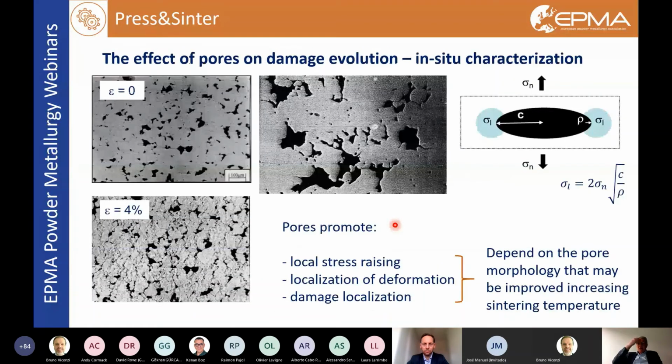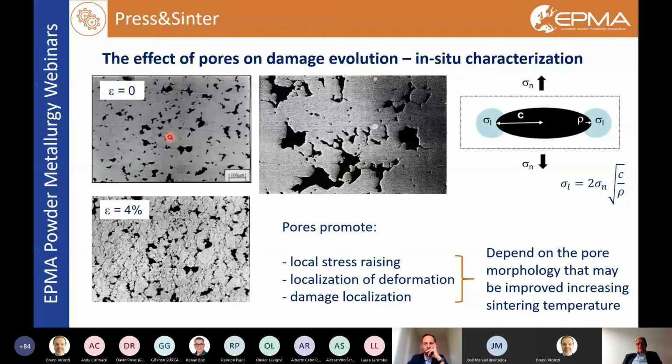Just a few words to explain the influence of pores on the mechanical property. Why do we observe such a decrease in mechanical property? The reason can be understood by observing these two micrographs. These two micrographs are the results of in situ characterization of the tensile specimen during the tensile test. You can recognize the same pores in the two images, so the images are taken from the same region.